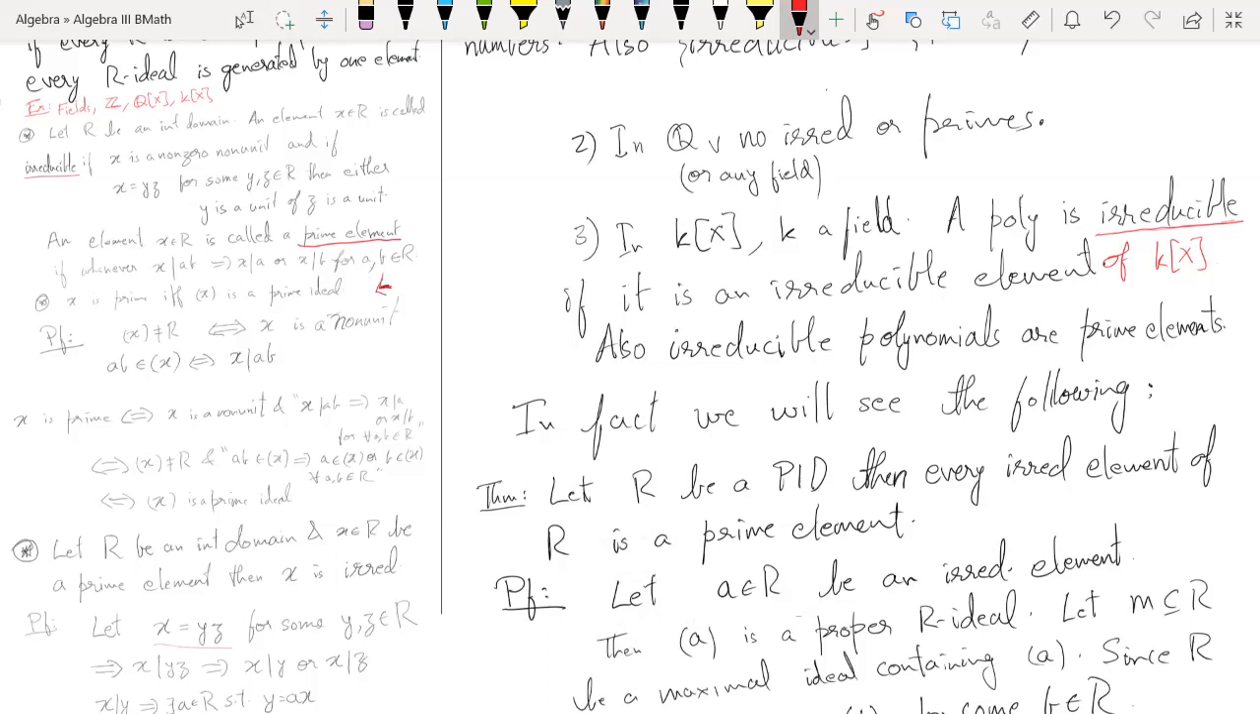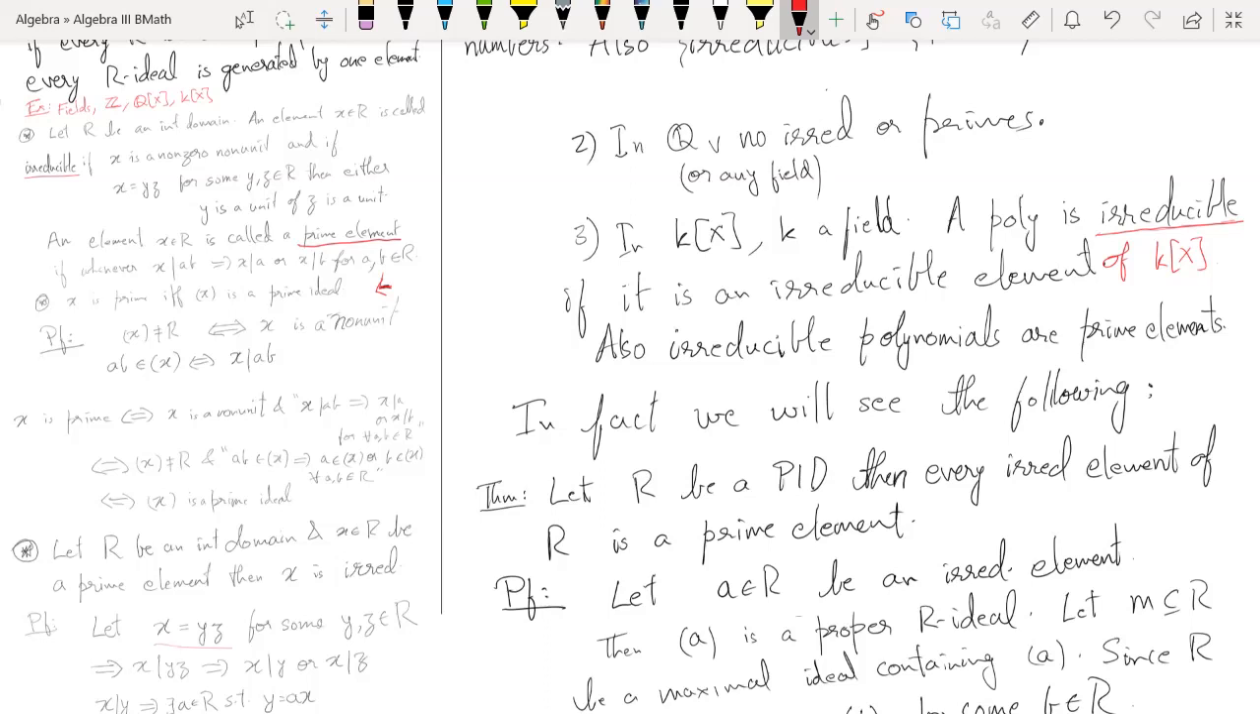So the first observation is that this is a proper ideal of R, because a is an irreducible element, so it can't be a unit. To show that it's a prime ideal, what we will show is that it's a maximal ideal. And we know that maximal ideals are prime ideals.